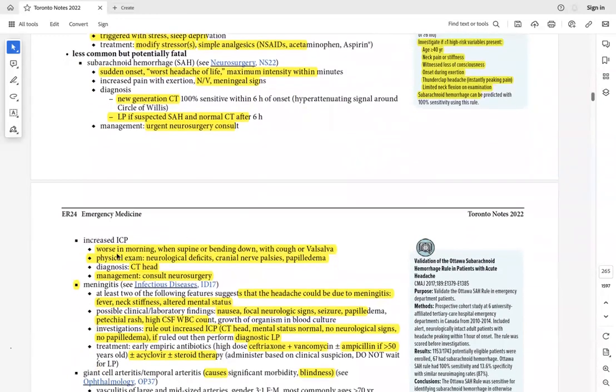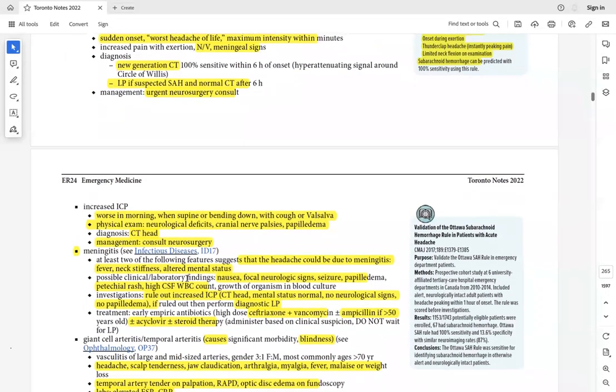If the patient has increased intracranial pressure, they will mostly present with a headache in the morning, early morning headache, headache with coughing, headache with bending down. These are going to be the symptoms. On physical examination, we will find some neurological deficits. We will see papilledema. We have to do a CT scan and neurology consultation.